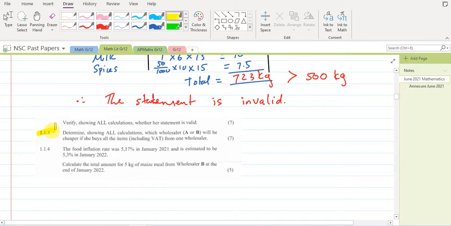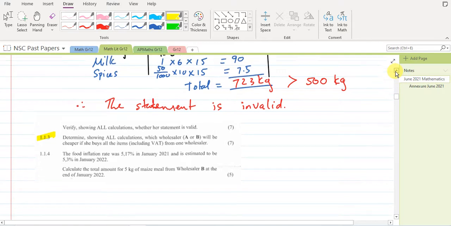1.1.3, let's look at this question. Determine, showing all calculations, whether wholesaler A or wholesaler B will be cheaper if she buys all the items including VAT from one wholesaler. Which wholesaler, A or B, will be cheaper if she buys all the items including VAT.